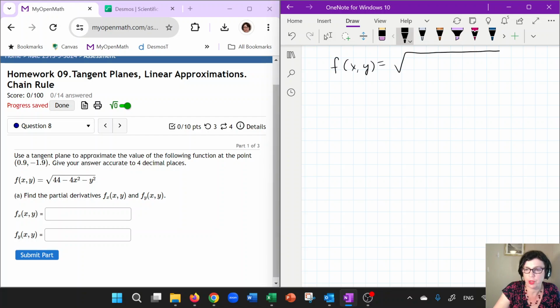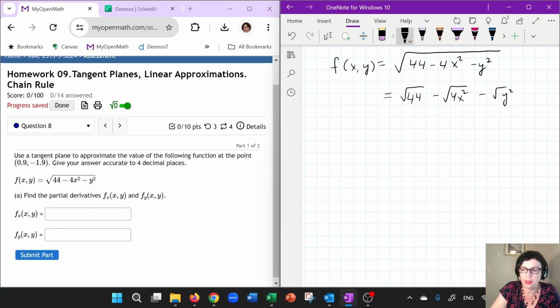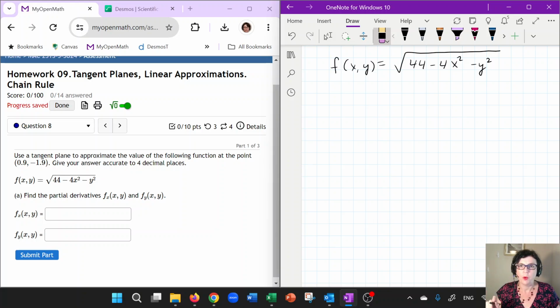So here we have the square root of 44 minus 4x squared minus y squared. One thing you should immediately understand is that you cannot break a square root at a minus sign. Sometimes students do this, they would just take the square roots and break it apart, and that's just y, and that's just 2x, and so on. No, that doesn't work. You cannot do that. What you could do is break it at a times or a division, but not at a minus or a plus. So this stands the way it is.